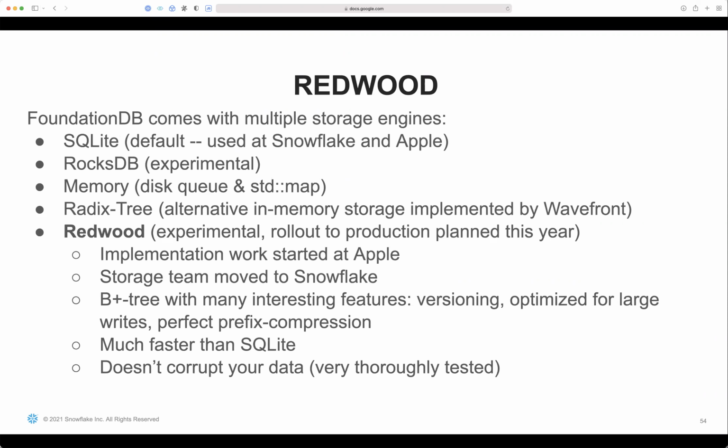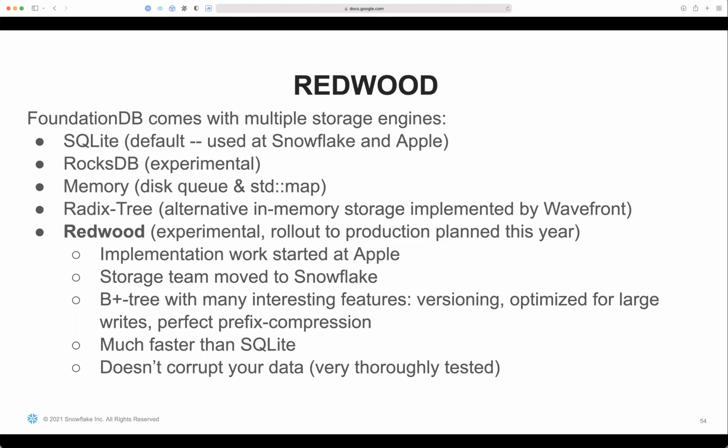The second project is Redwood. As I mentioned before, we use the B tree from SQLite. The reason we do that is because SQLite is probably the most robust piece of software out there. When FoundationDB was developed, they couldn't find a B tree that would survive their testing. All of the B trees that they tried would corrupt data after a while, except for the one in SQLite. We also have a few other storage engines.